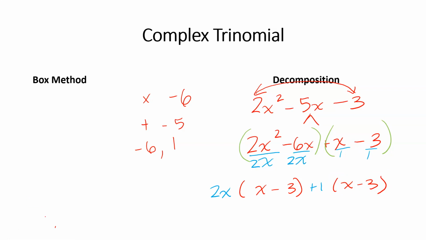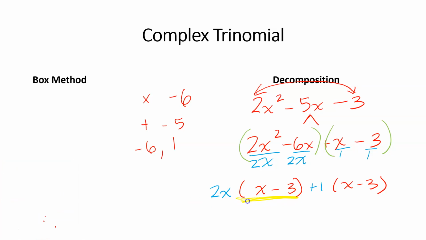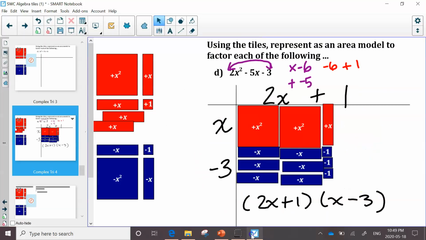Now this doesn't look like 2x plus 1 times x minus 3 like we had in the other question, but we can kind of see it. Okay. So there's actually a common factor here. So I am going to take out an x minus 3. I'm going to factor it out. And what I'm left with is 2x plus 1. And there's my length and my width that we saw here. Okay, we saw it here.